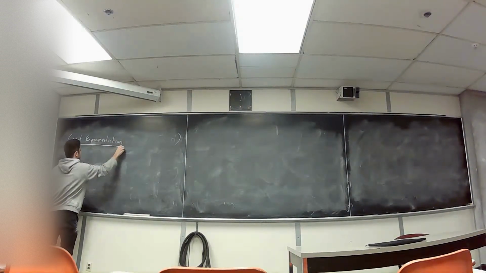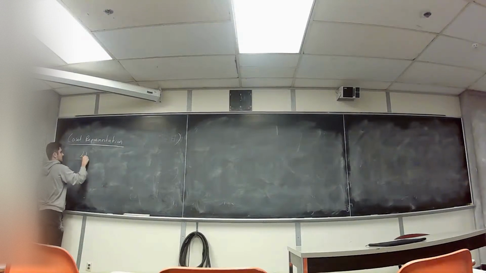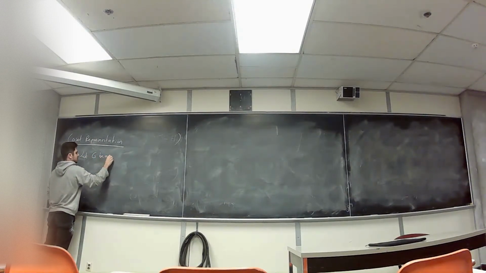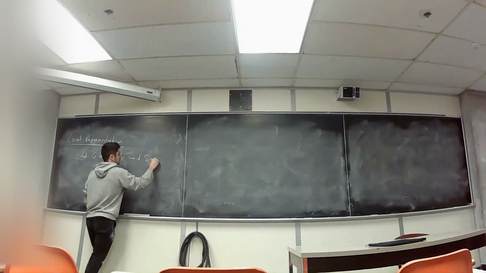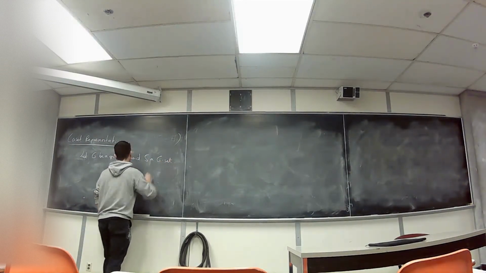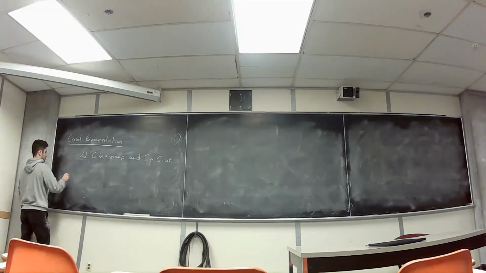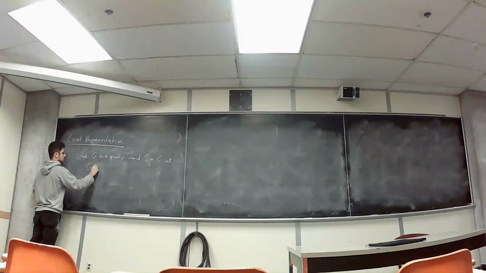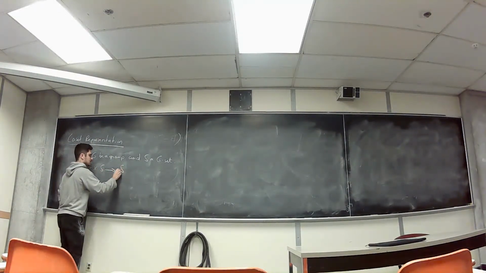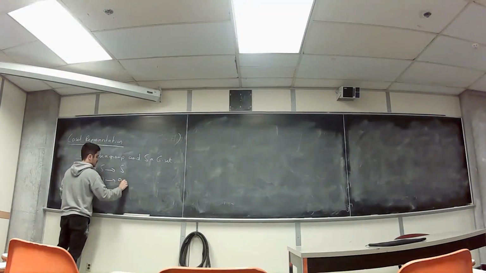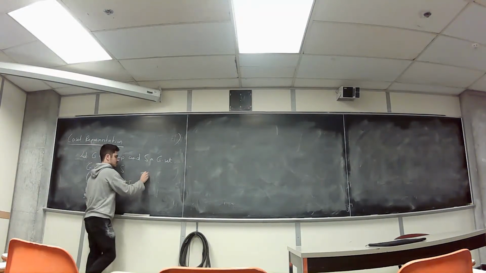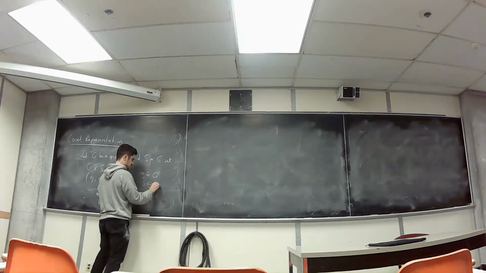Okay, so first let's start with some background. Let's repeat some background material. Let G be a group and S a set. They have an action of G on S that sends a pair (g, s) to g star s, where g is in G and s is in S.